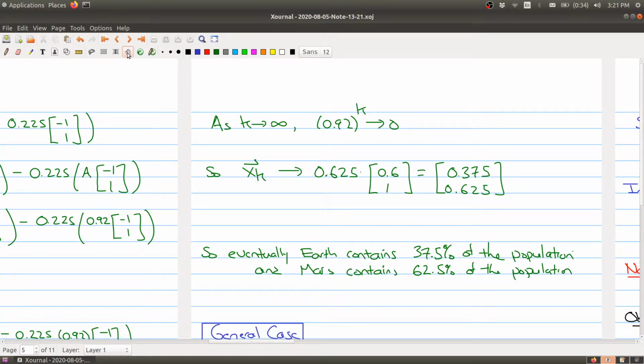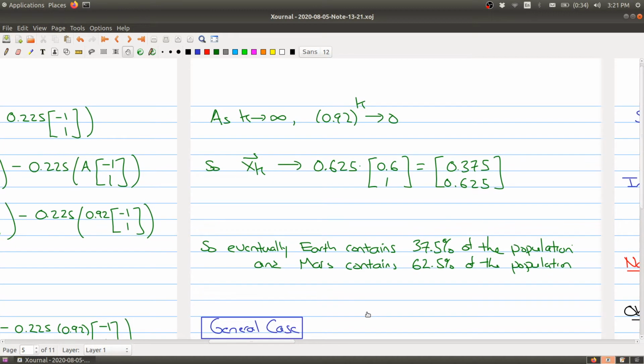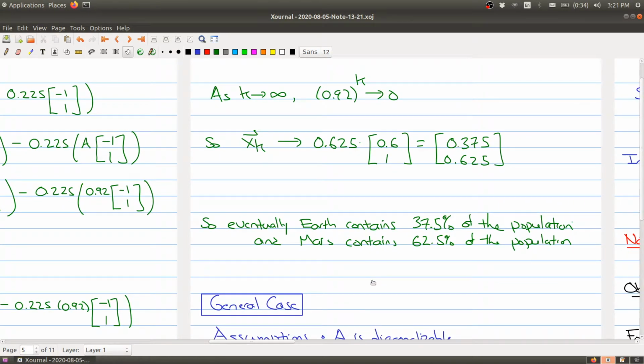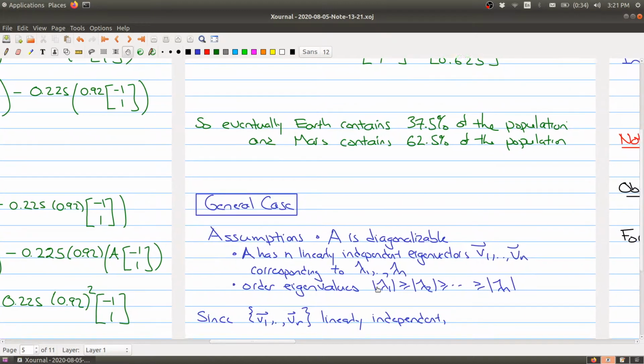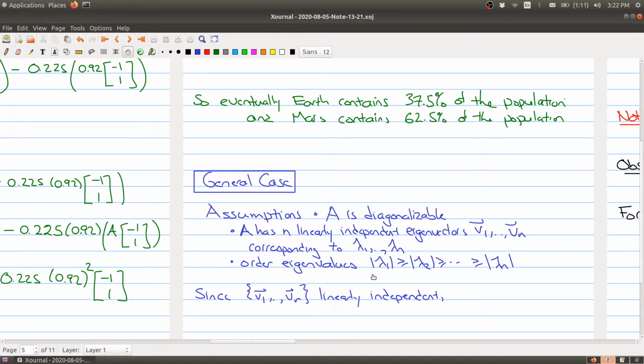So welcome back to part 3. In the previous part, we were looking at a very special example, and we saw that somehow eigenvalues and eigenvectors will tell us something about a dynamical system. And I want to talk about what happens more generally.